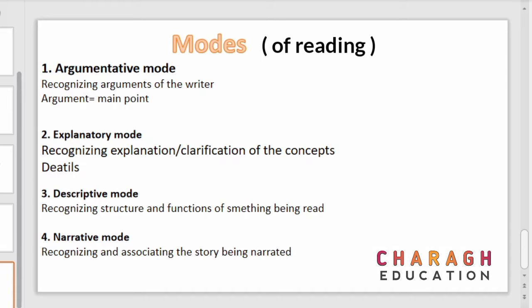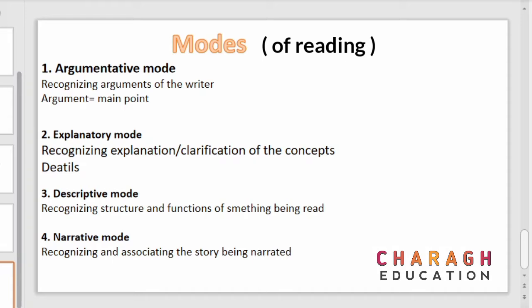If you want to find an argument, we read in a different mode, in a different way, in a different manner. So the different ways or manners we adopt in our reading for different purposes is called mood. So mood can be different. Now we read a passage in different moods.